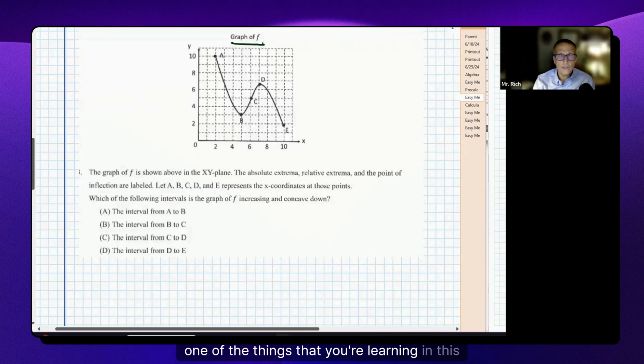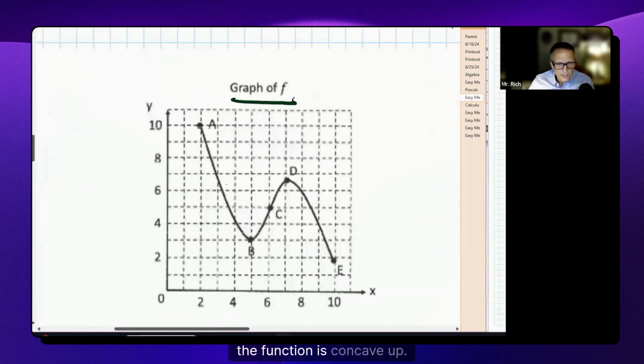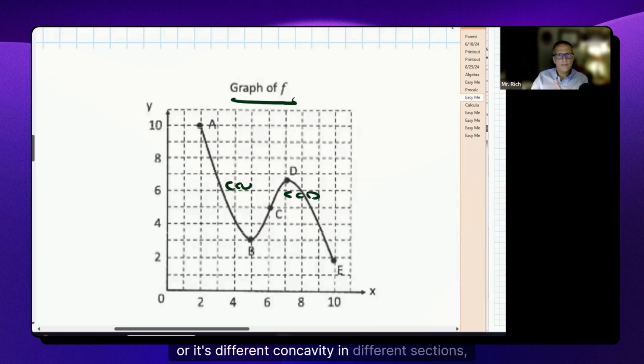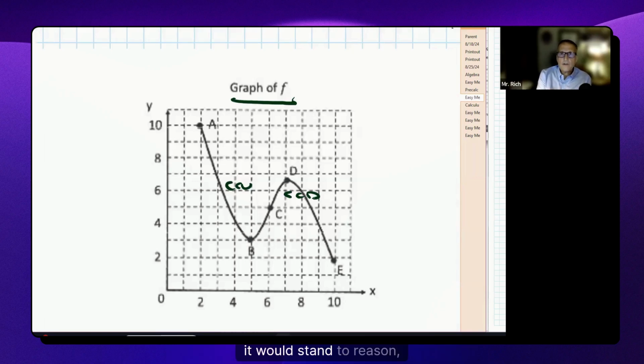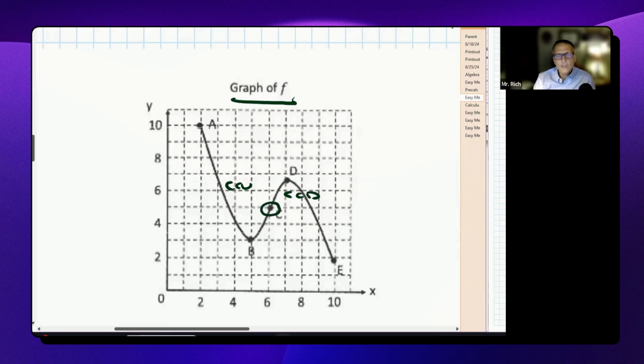Well, one of the things that you're learning in this first unit of AP Precalc is that concavity can change for polynomials. And in this case, you can pretty well recognize that in this region, the function is concave up. And in this region, it sure looks like it's concave down. So that means that if a polynomial has different concavity in different sections, it would stand to reason that there must be a specific point at which that concavity changes. And that does happen at a point called the point of inflection.